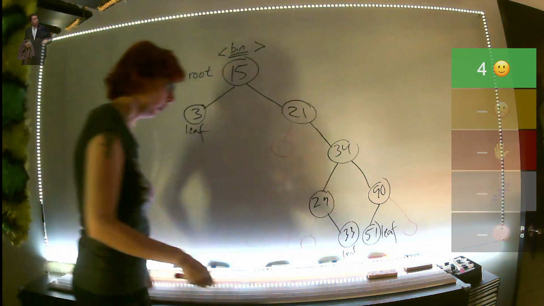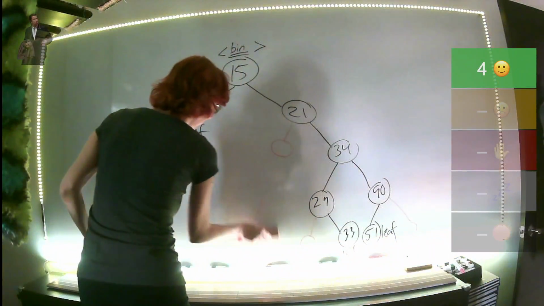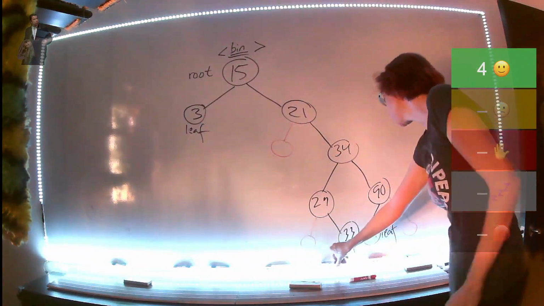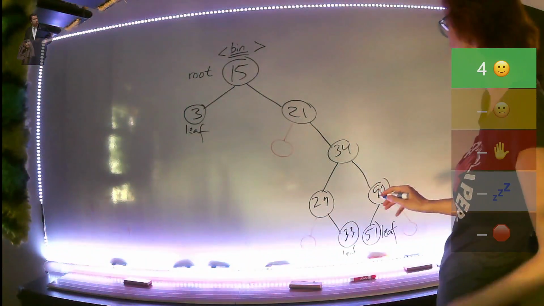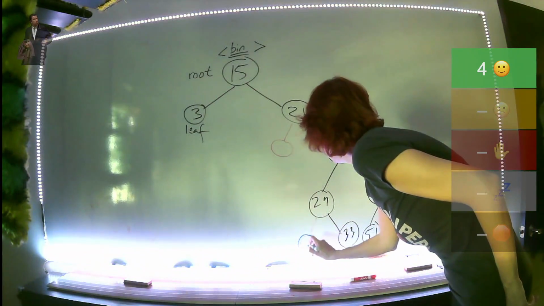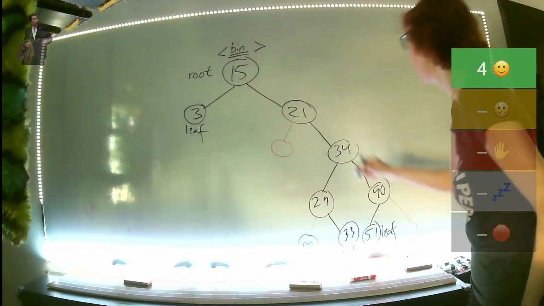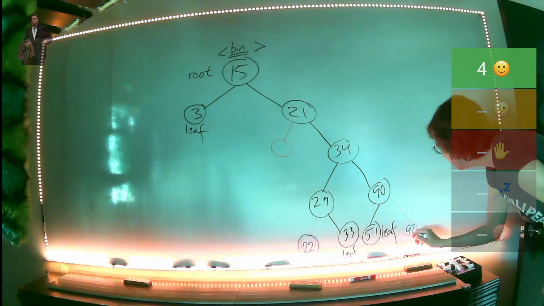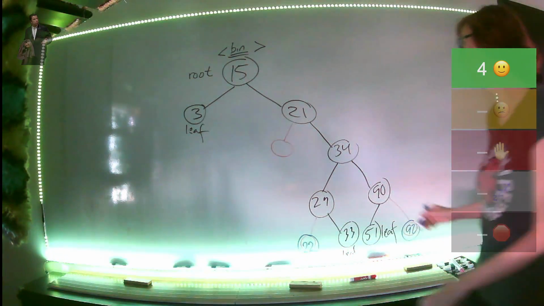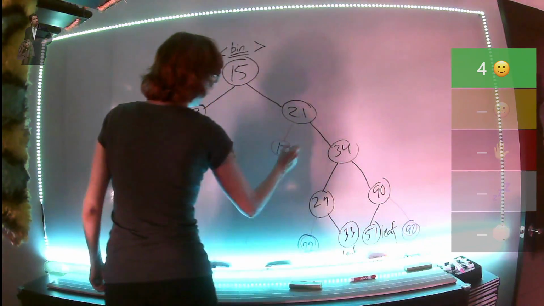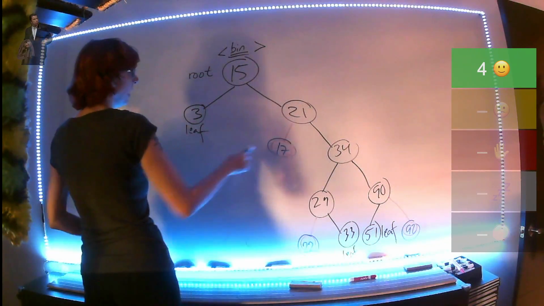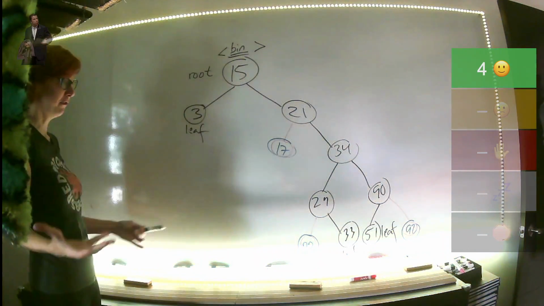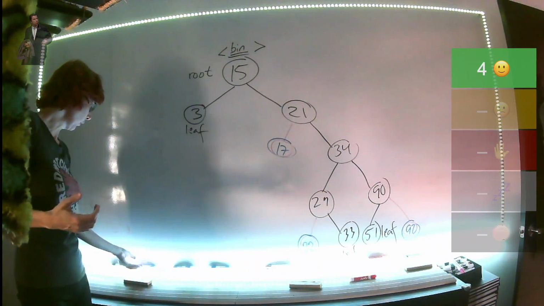So let's imagine here that we actually had some numbers, that this was actually a full one. I'm going to make up numbers that actually work. So we could have a 22 here because it's larger than 21 but smaller than 24. We could have a 92 here because it's bigger than everybody. And I could have a 17 here because it's larger than 15 but smaller than 21. So now I have a tree that's actually full. But let's look at what the height of this tree is.